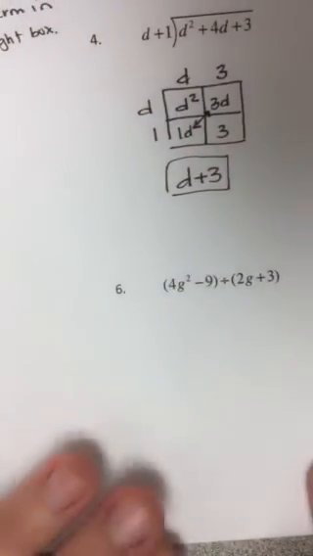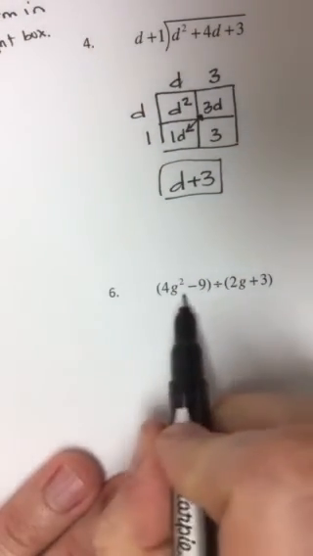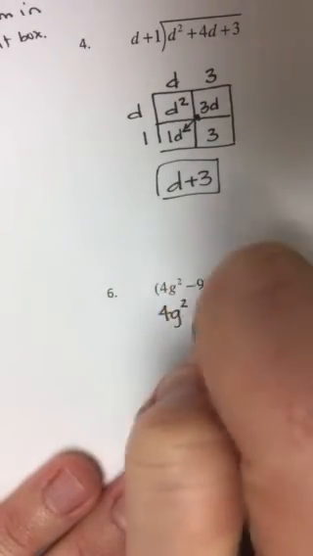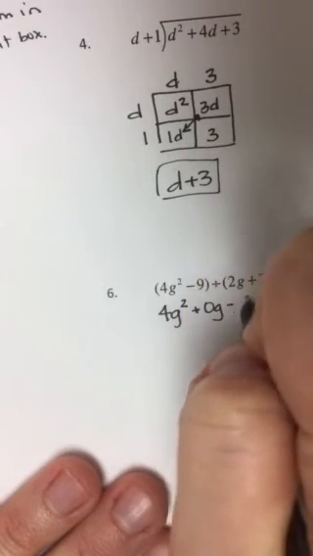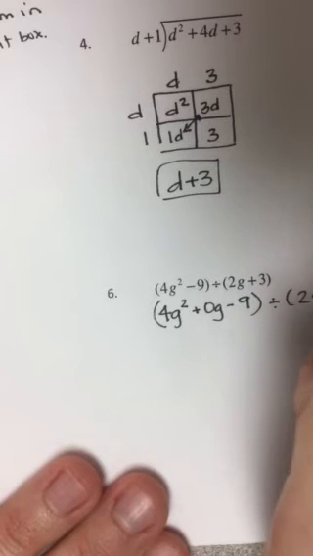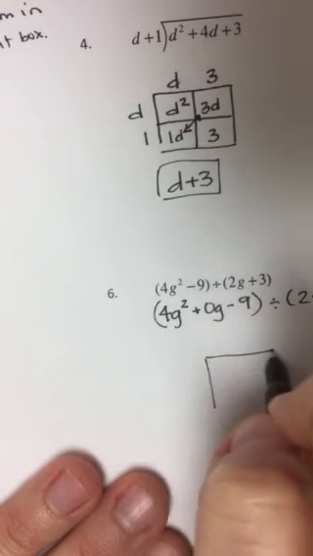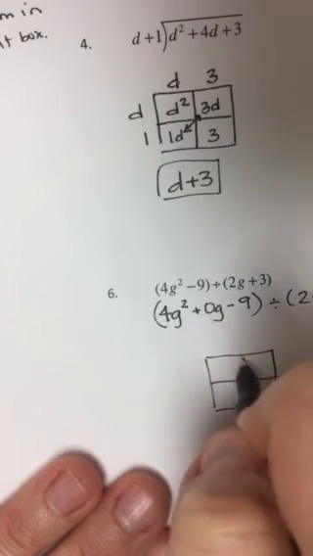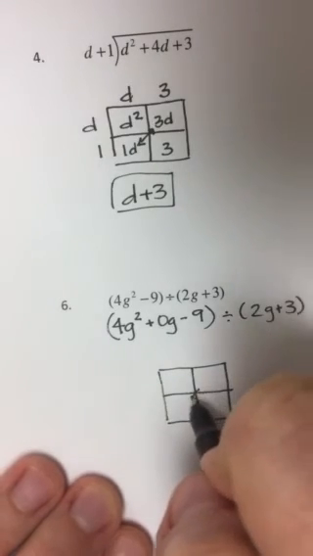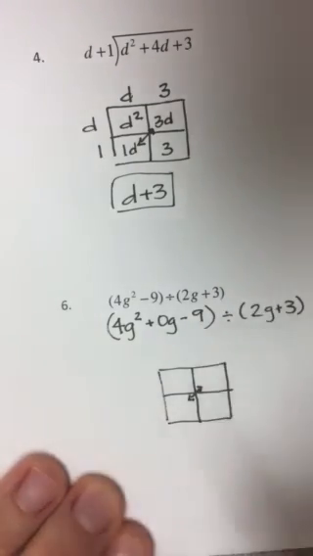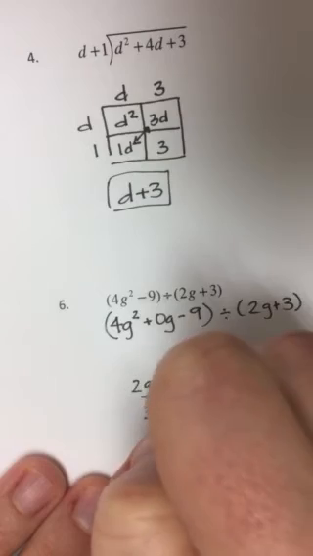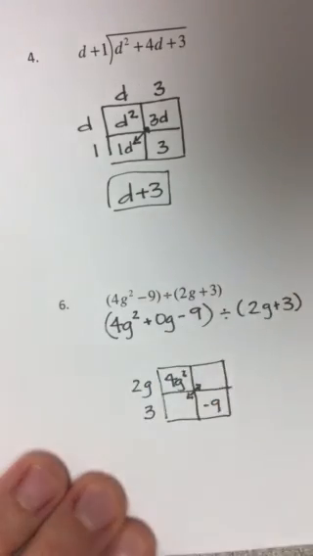Now, on a problem like number 6, I do not have a trinomial, but what I can assume is that this is really the same thing as 4g squared plus 0g minus 9, and that's being divided by 2g plus 3. So I can still do the exact same method that I'm used to doing, all right, but since there's no center term right here, what these two are going to add up to be is going to be 0, okay? So I've got a 2g and I've got a 3. 4g squared, right, goes in the first box, negative 9 in the second box.